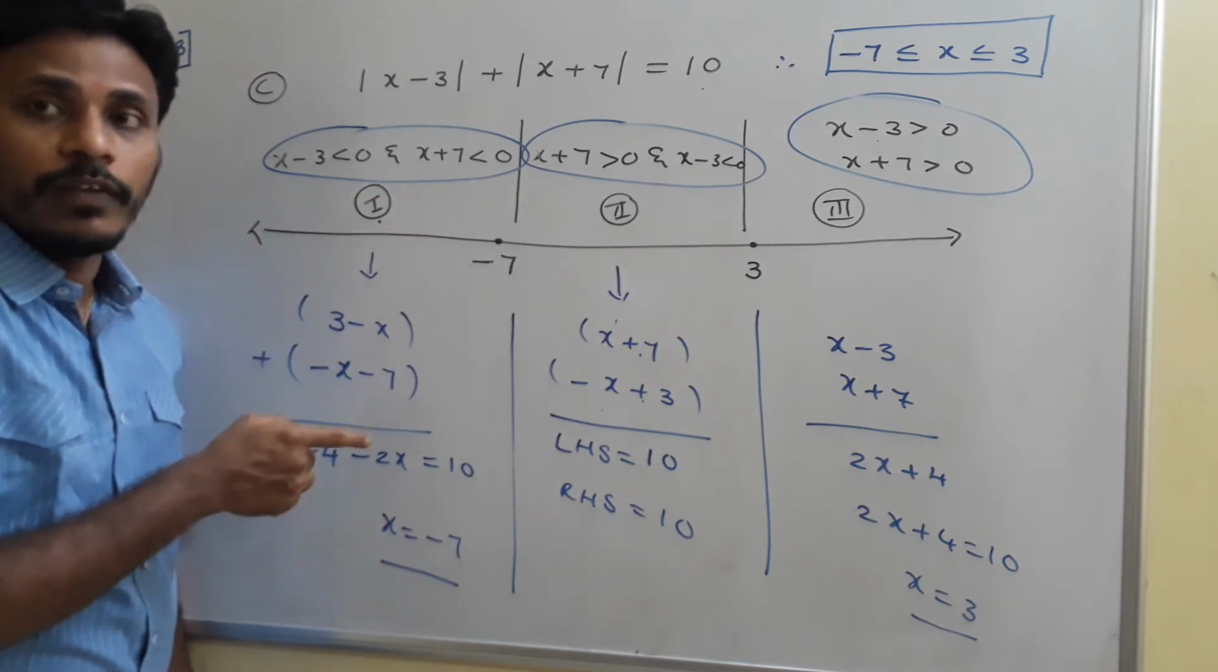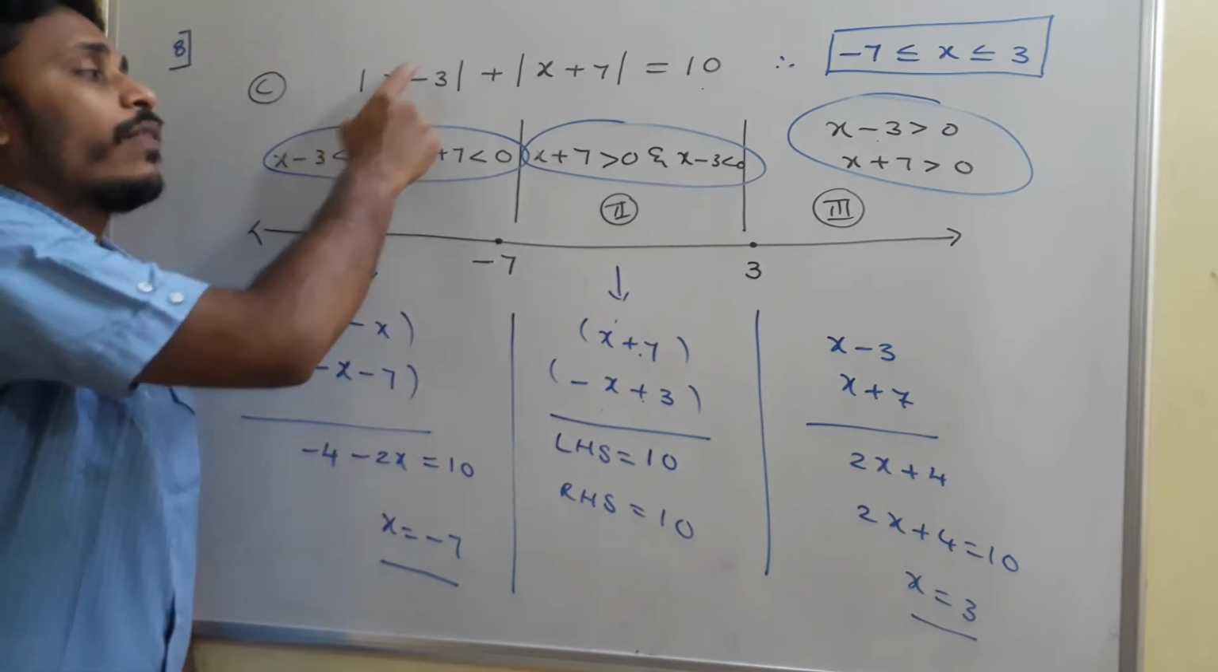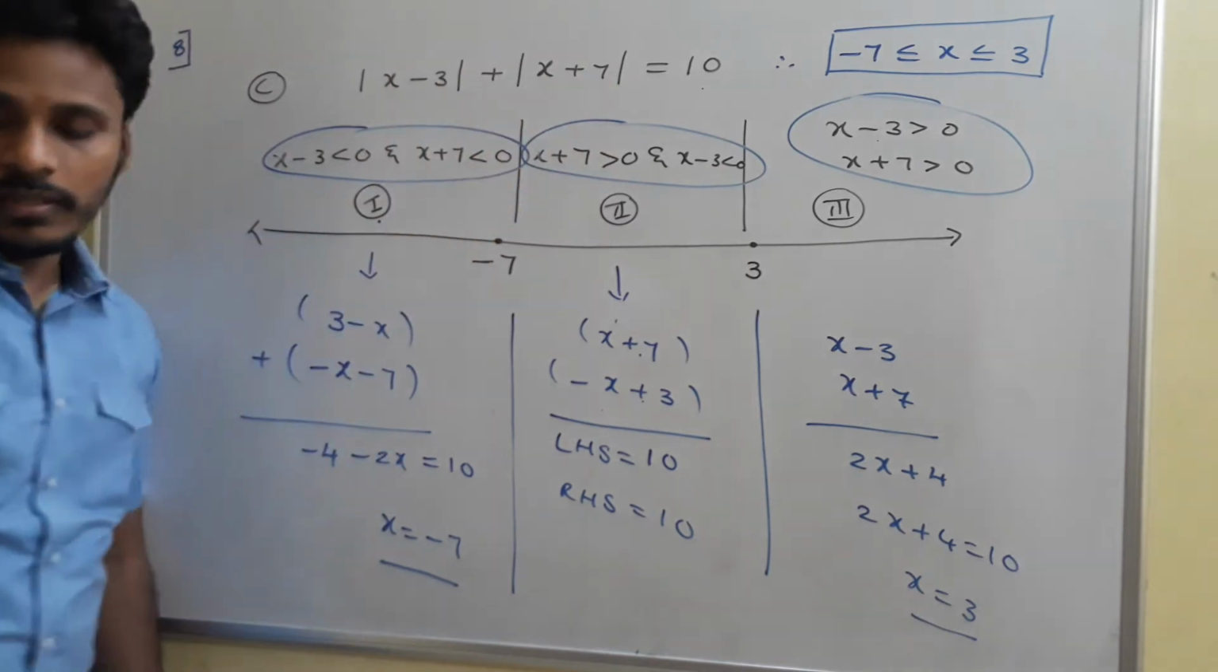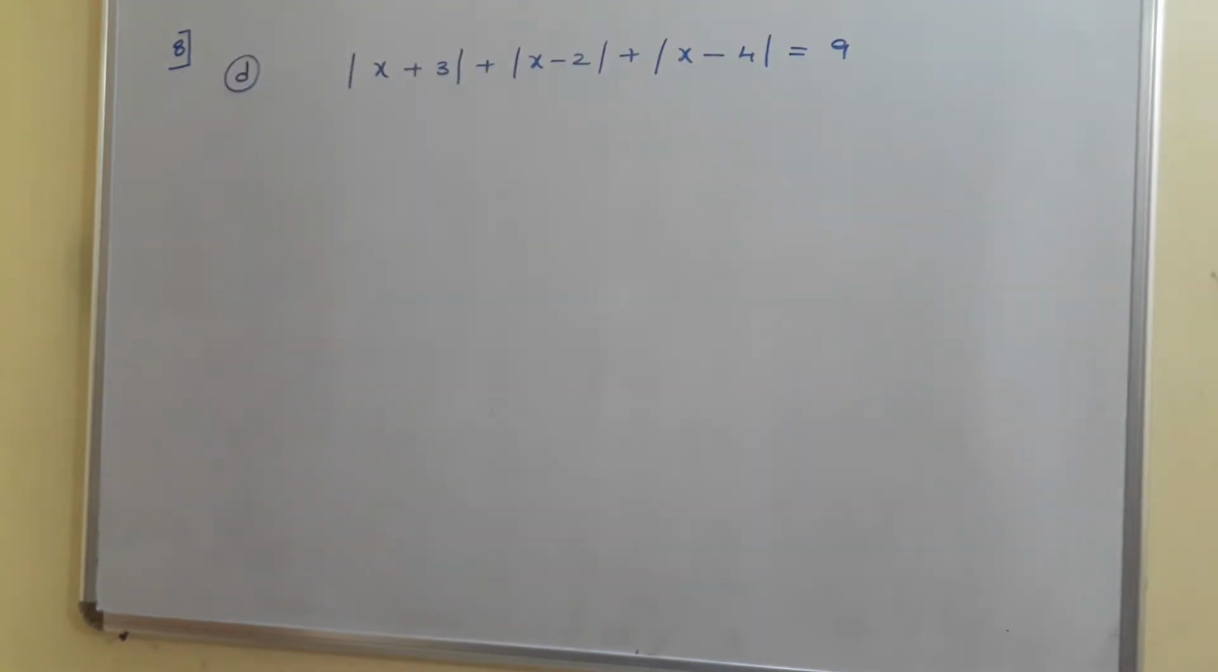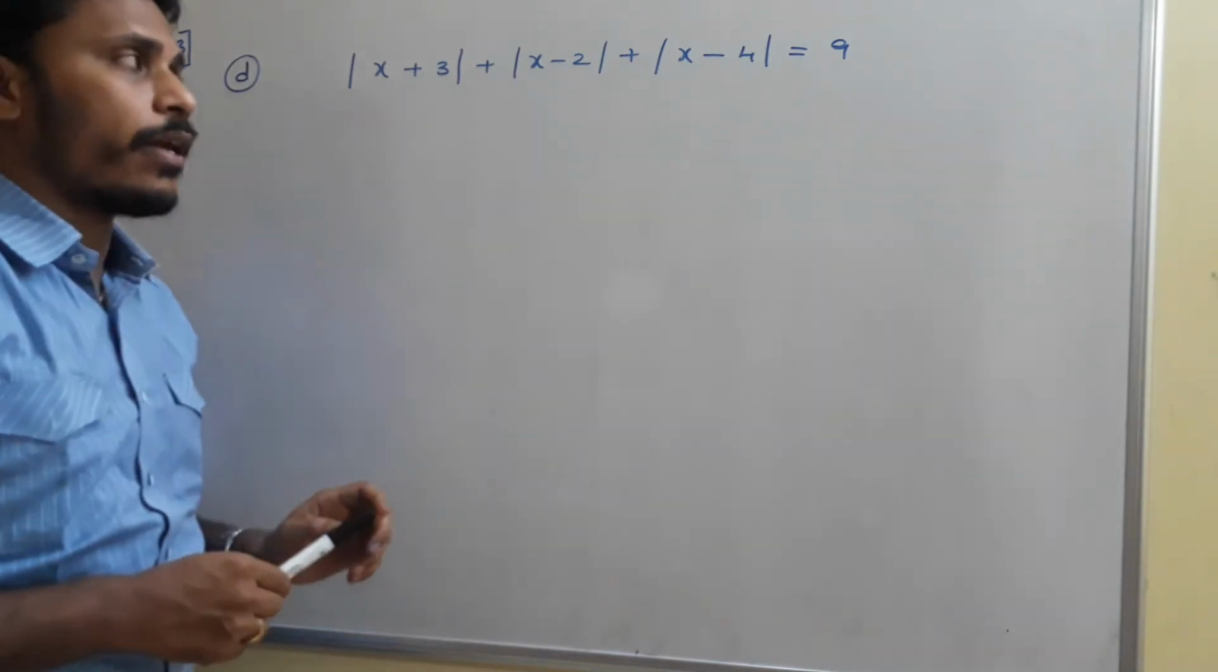Just have a look, and I will give you one more problem where 3 moduluses are involved. Just look at the board. Modulus of x plus 3 plus modulus of x minus 2 plus modulus of x minus 4 is equal to 9.